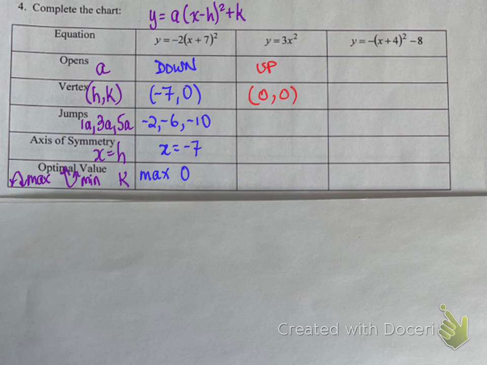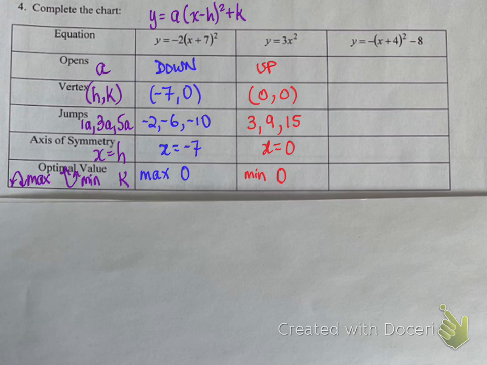My jumps will be 3, 9, 15. You're multiplying each of 1, 3, 5 by the a value. The a value is 3. The axis of symmetry is x equals 0. My optimal value: well, this graph opens up. Up means it's a minimum, so it's a minimum of 0.